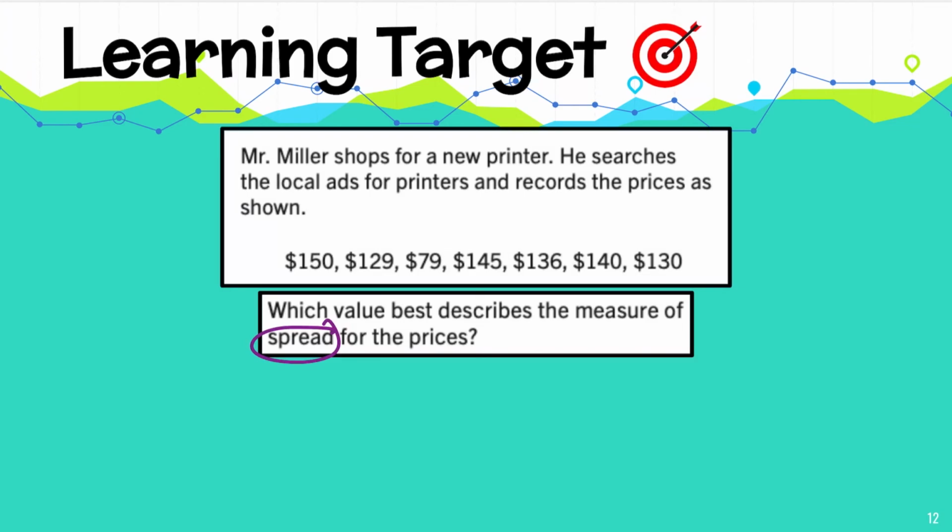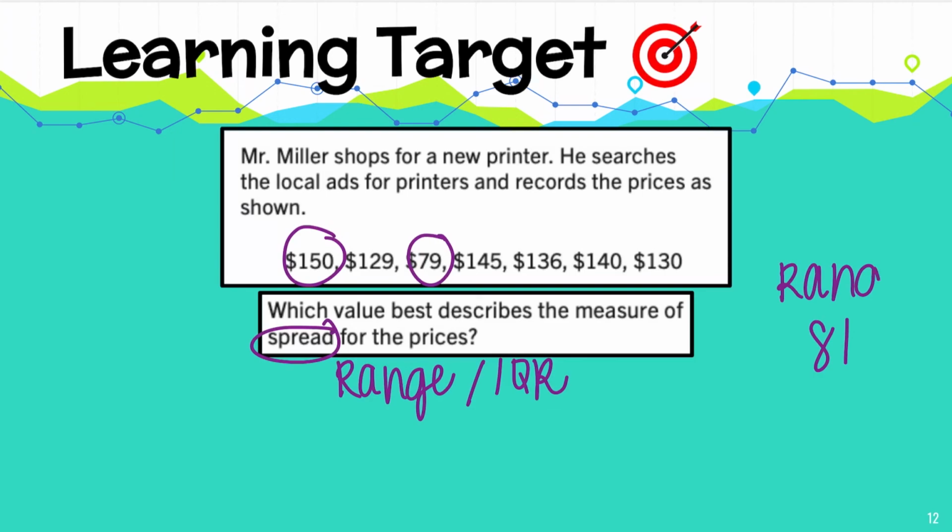All right, thank you for joining us, boys and girls. So 150 was my maximum, and 79 was my minimum. Remember, spread is range or interquartile range. So our range for this is 81, because 81 was the difference between 150 and 79.